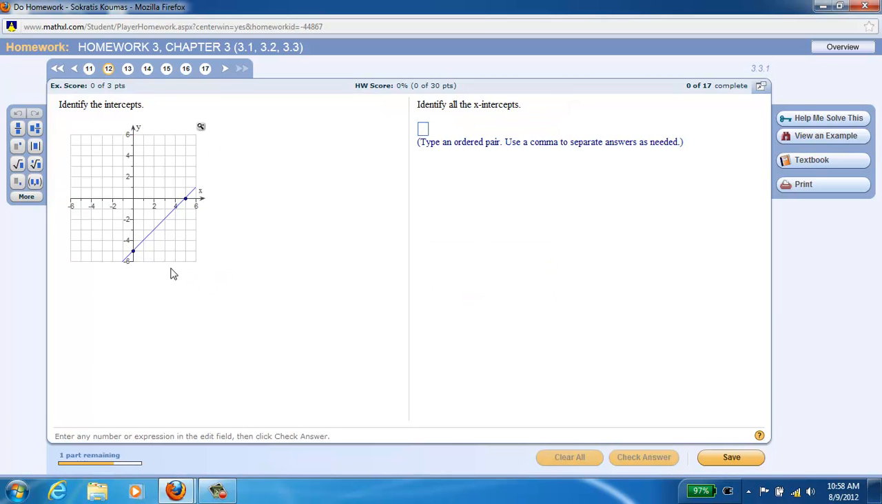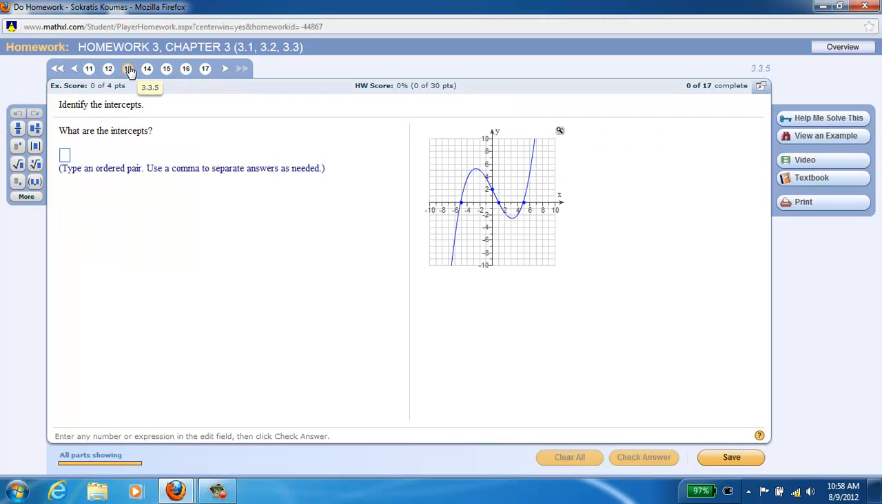And problem number 12, you have to give me the 2 intercepts, as you can see, the x-intercept and the y-intercept. Problem 13 is very similar. You have to give me the values of the 4 intercepts. You have to give me the coordinates.